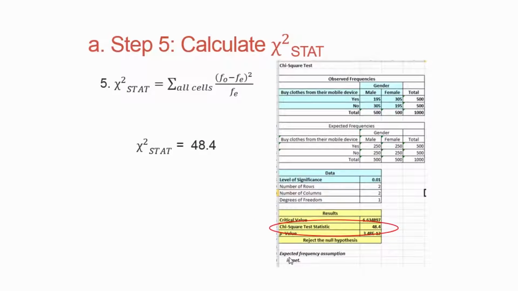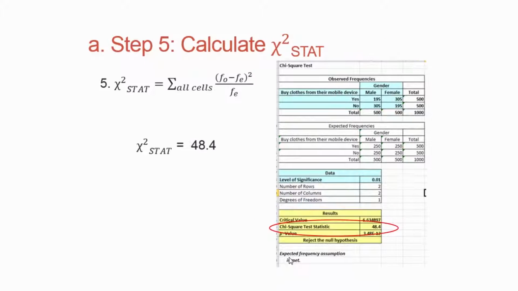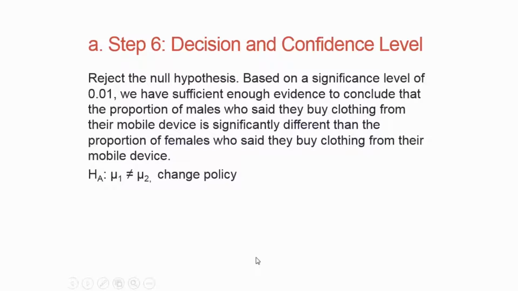Step 5 is my calculated value for chi-square. This is the formula we're using. The computer has done the calculation for me, so I get 48.4. That is much greater than 6.63, so therefore I'm going to reject the null. Step 6, reject the null.